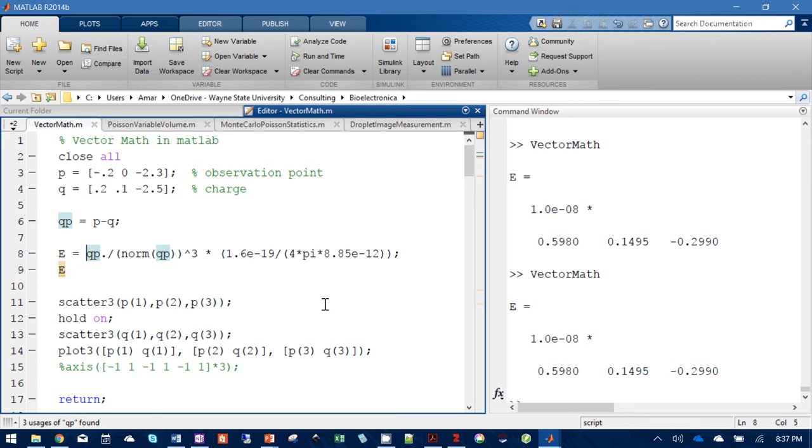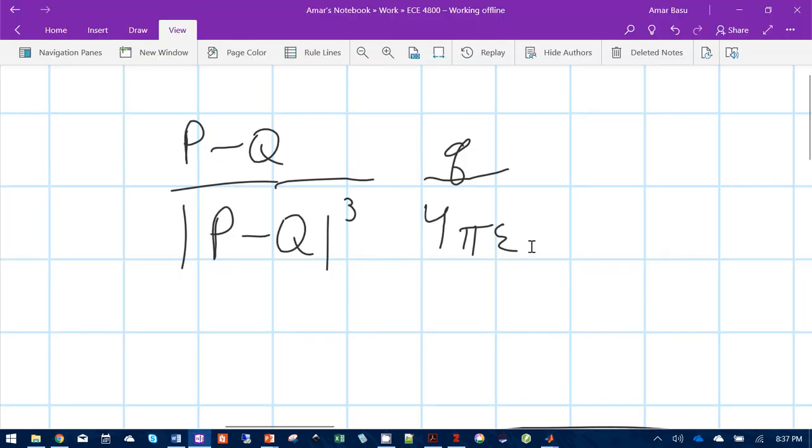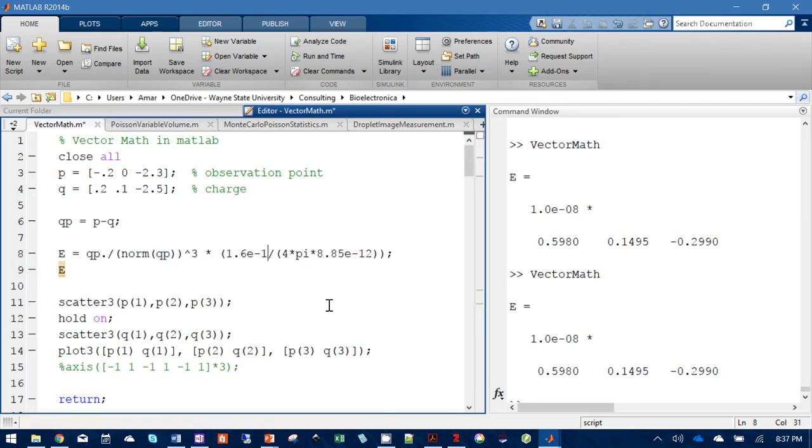And then multiplied by 1.6 times 10 to the negative 19. That's where I had the mistake there. It's 5 nanocoulombs, right? 5 e to the negative 9 divided by 4 pi times 8.85 times 10 to the negative 12. And I don't know if you noticed this, but if I want to suppress the output, I put semicolons at the end of the line. And if I want to print something out to the screen, I can just put the name of the variable, and I don't put a semicolon there.